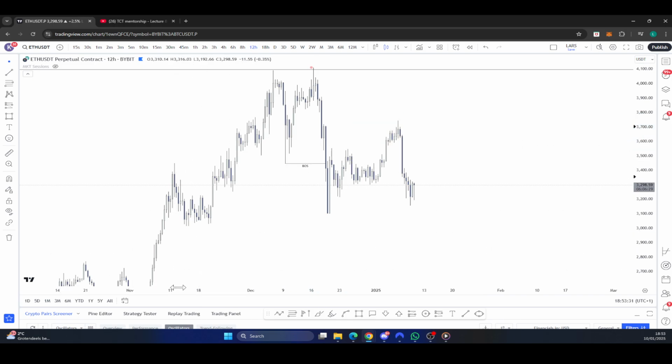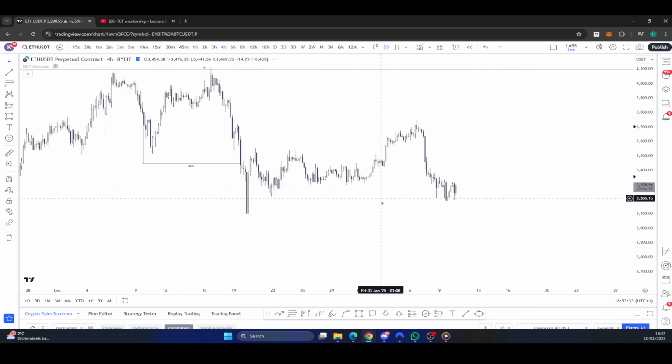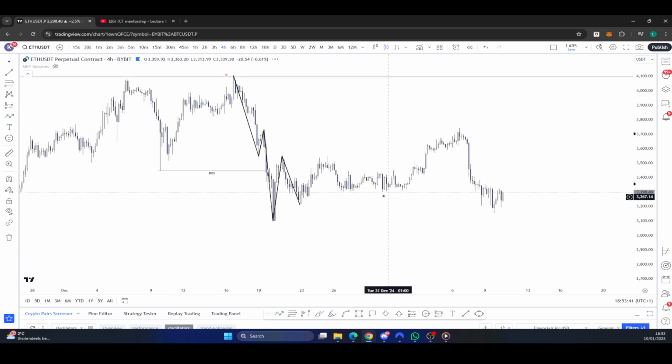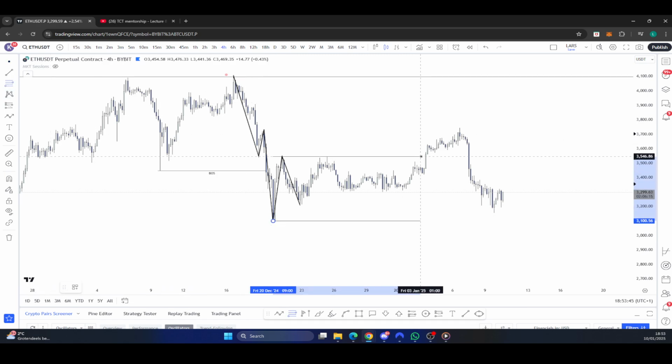If we get confirmations, obviously. Now, if we follow our local structure from top to bottom, we can see that we were making lower highs and lower lows, just like this. And when we're trending down, we can pull our range from bottom to top.